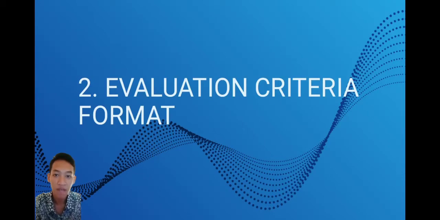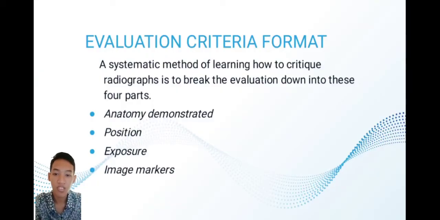Second, we will talk about the evaluation criteria format. The technologist should review and compare radiographs using this standard to determine how close to an optimal image was achieved. A systematic method of learning how to critique radiographs is to break the evaluation down into these four parts. The first part is anatomy demonstrated. Anatomy demonstrated describes precisely what anatomic part and structures should be clearly visualized on that image or radiograph.